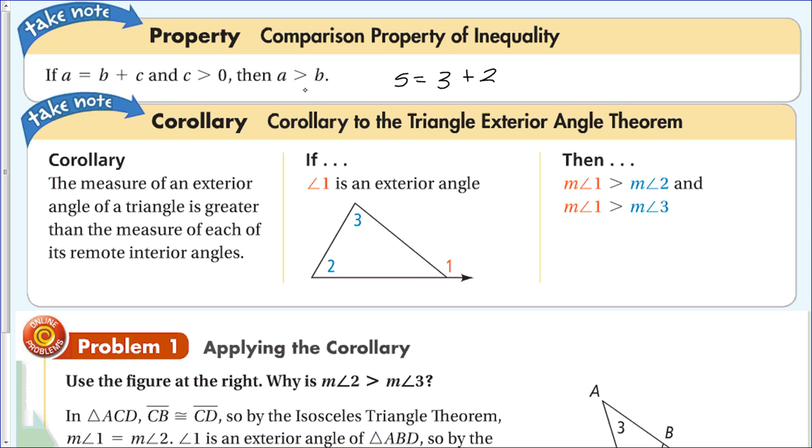So now we have our corollary to our triangle exterior angle theorem. If you remember, angle 1 equals the sum of 2 and 3, which are the remote interior angles. Because of that, since angle 1 is an exterior angle, angle 1 is larger than both angle 2 and angle 3. Angle 1 will always be larger than 2 or 3, because remember, 1 equals 2 plus 3. You add these together, you get 1, so 1 is larger than 2 or 3. That's your corollary. That's all it says.